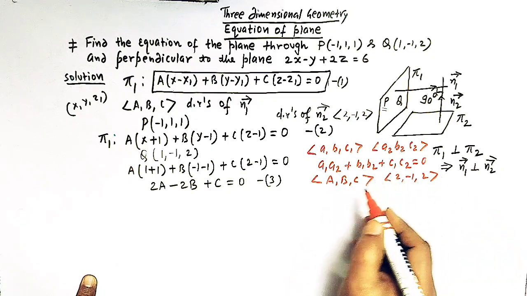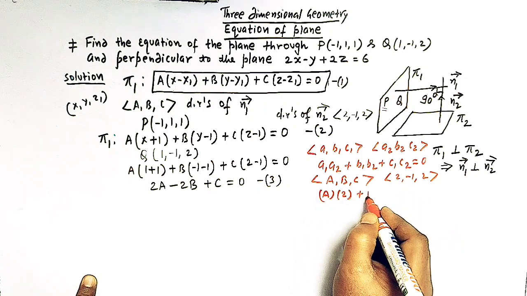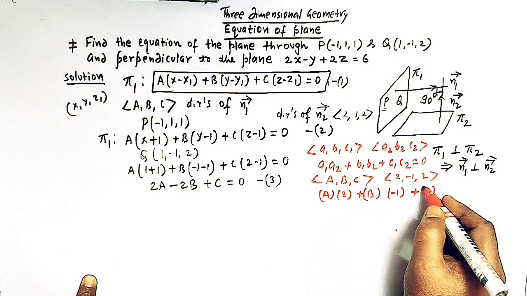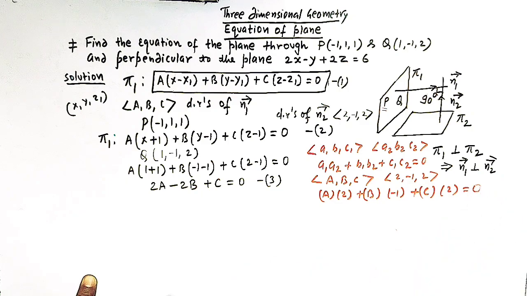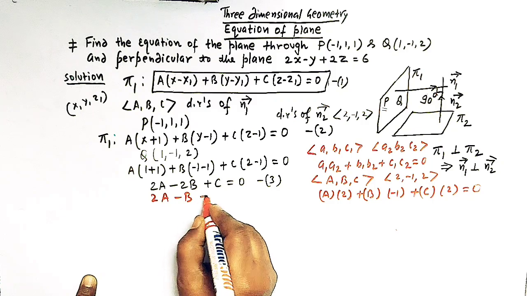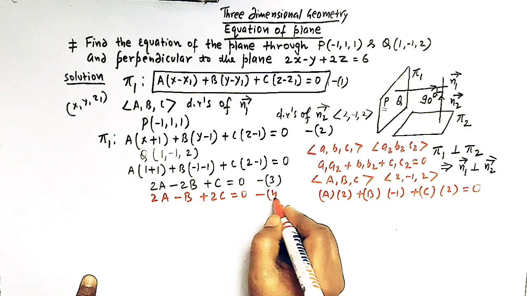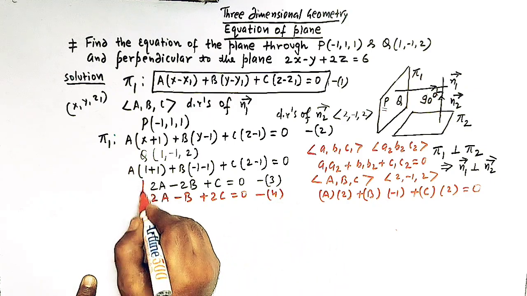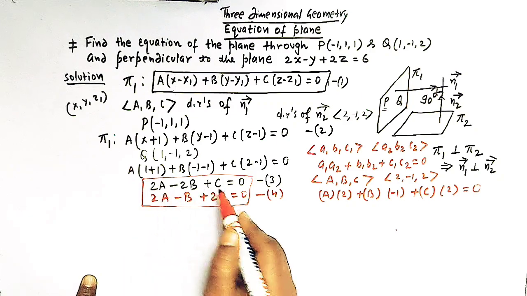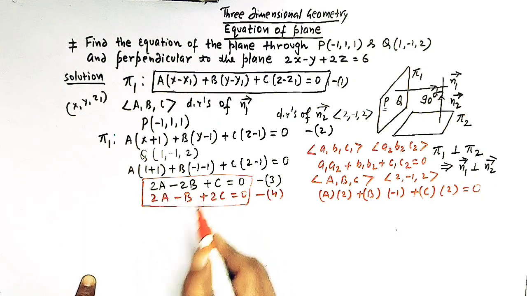Now applying this condition, we have a times 2, and then we have b times minus 1, and then we have c times 2, and this is equal to 0. So we can now write here 2a, then we have minus b, and then we have 2c is equal to 0. So this is our equation number 4, right? So now we have two equations in a, b and c, and now we have to solve these two equations in a, b and c.